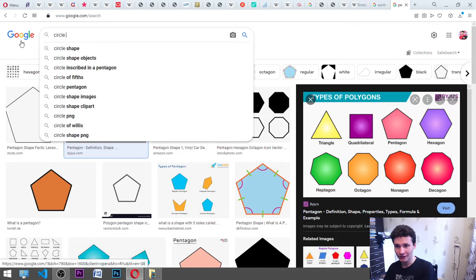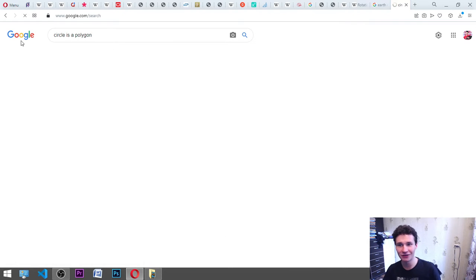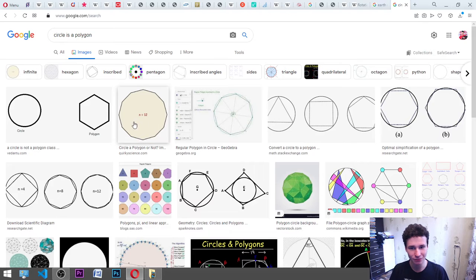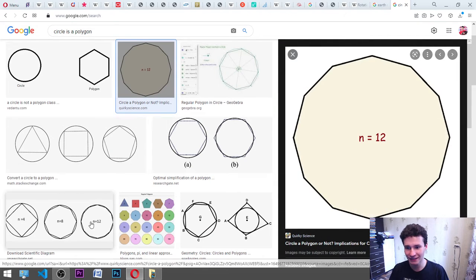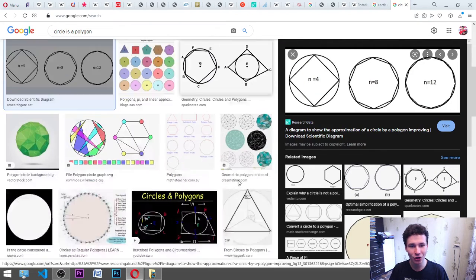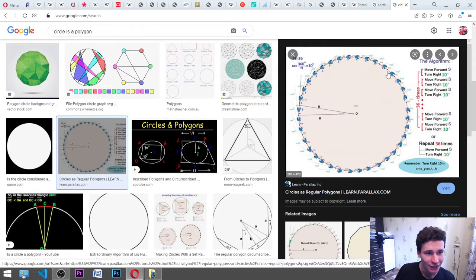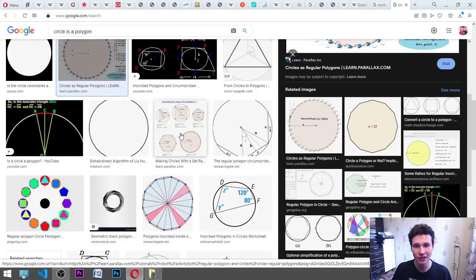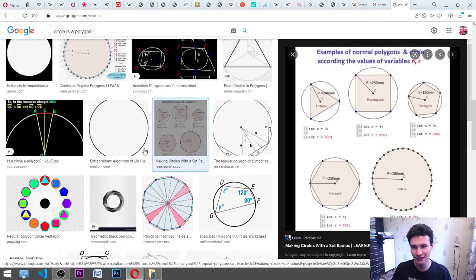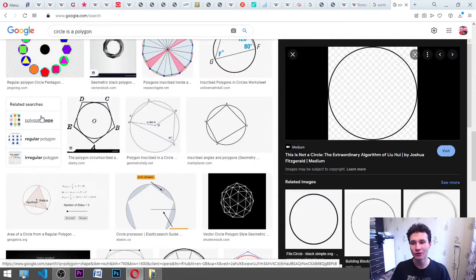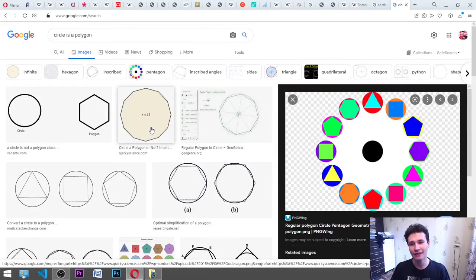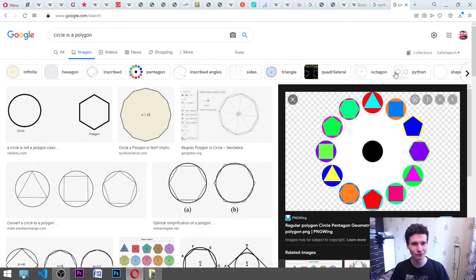The circle is a polygon. Right now it is an approximation, maybe 8, 12, and it goes on and on. Look at this, more and more dots. It is a polygon with the number of sides going to the limit, to infinity, so huge.